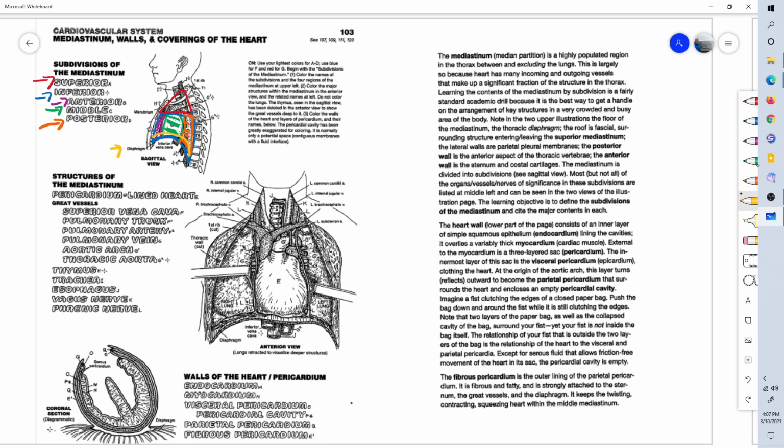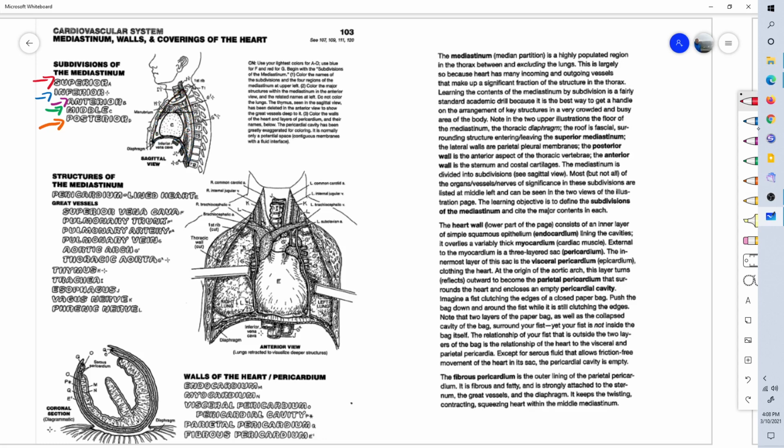The posterior wall of the mediastinum is the anterior thoracic vertebrae. And the lateral wall and the front of the mediastinum is the sternum and the costal cartilage of the ribs. And the superior mediastinum is fascia. And the lateral mediastinum is parietal pleura, in other words, the coating and the covering around the lungs.